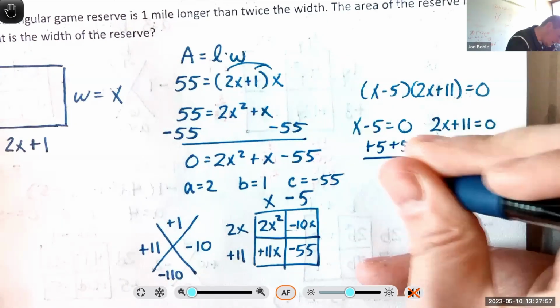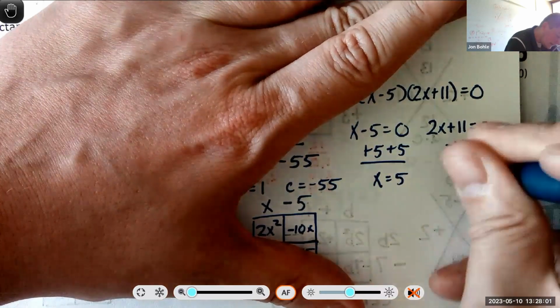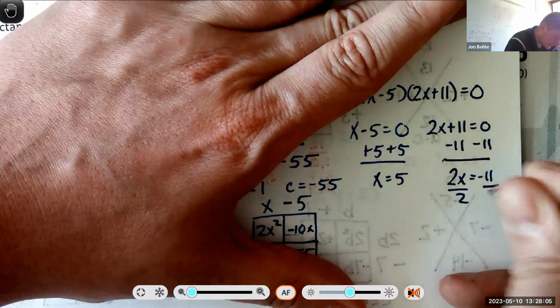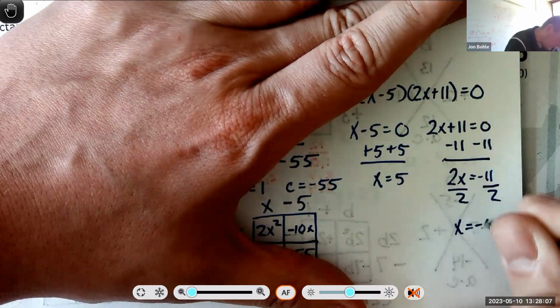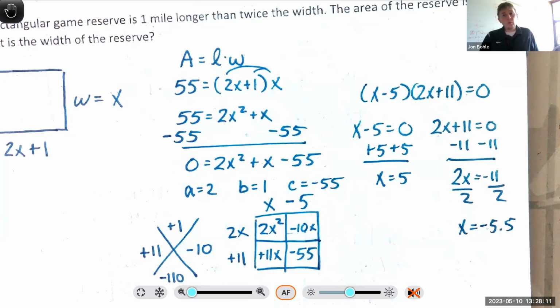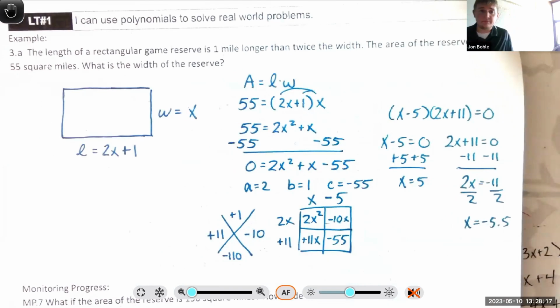Well, so that means x is either going to be 5 or minus 11. 2x is equal to negative 11, and then divide by 2. X is equal to negative 5.5. Now, both of these are algebraic answers. Only one of them is going to be the real answer. We've had this happen before. So you have to think about what makes the most sense in the context of the problem.